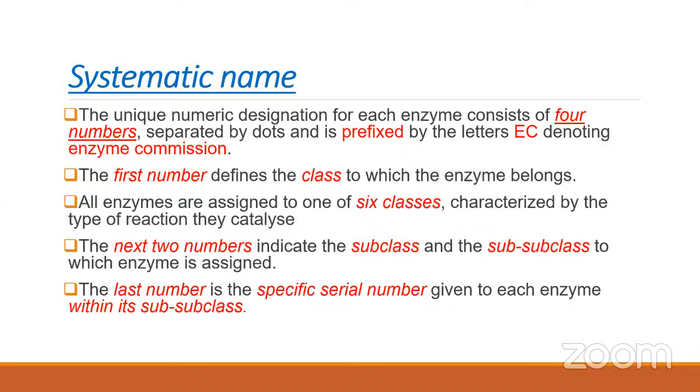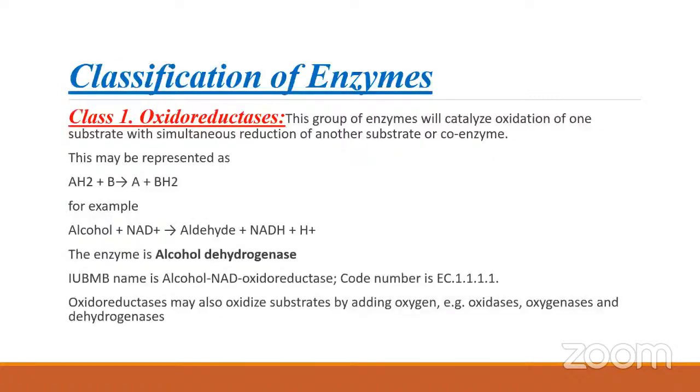There are a total of 6 classes present, and they are characterized by the type of reaction they catalyze. We will see. The first number denotes the class to which the enzyme belongs. The second number denotes a subclass, and the third number denotes a sub-subclass. The last, or fourth, number is a specific serial number within a sub-subclass. Okay, so coming to class 1.